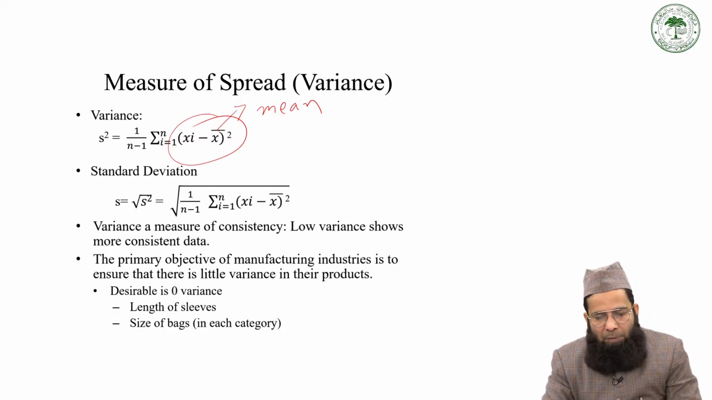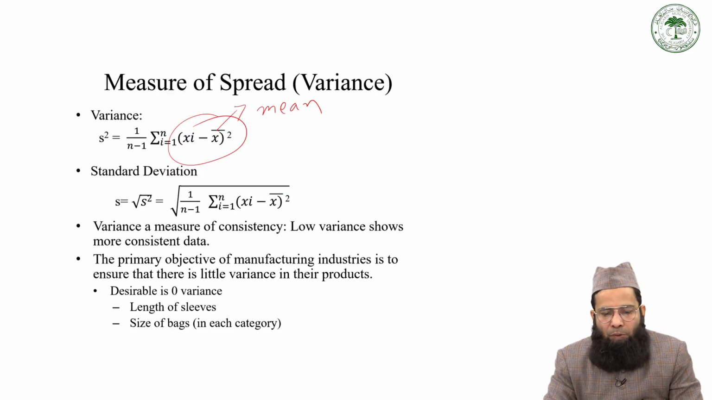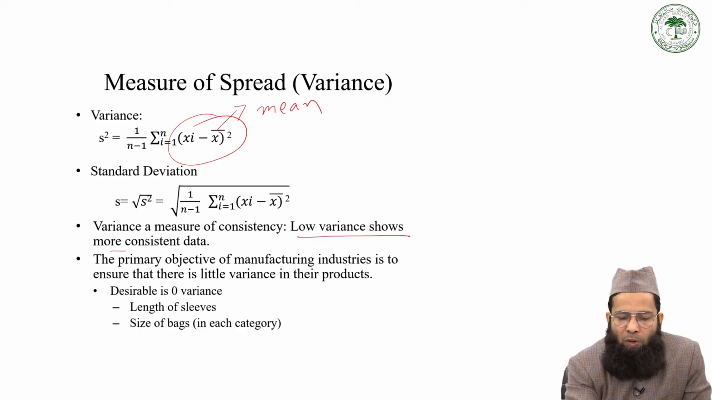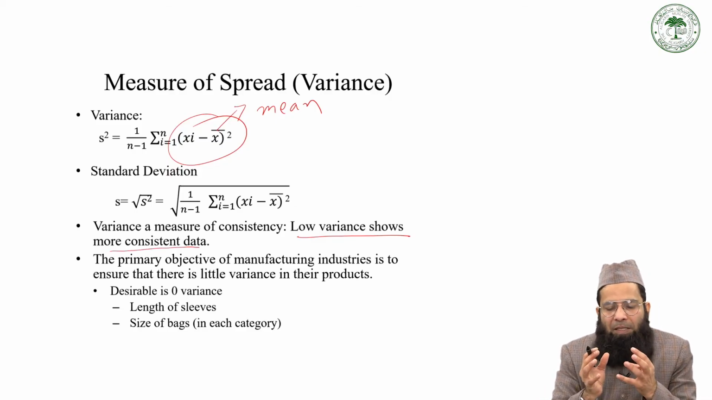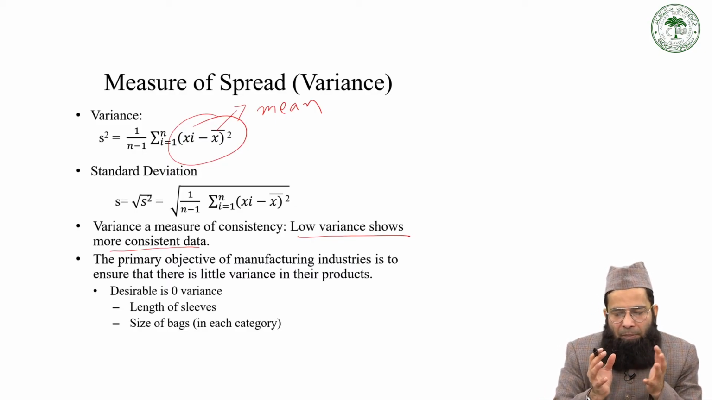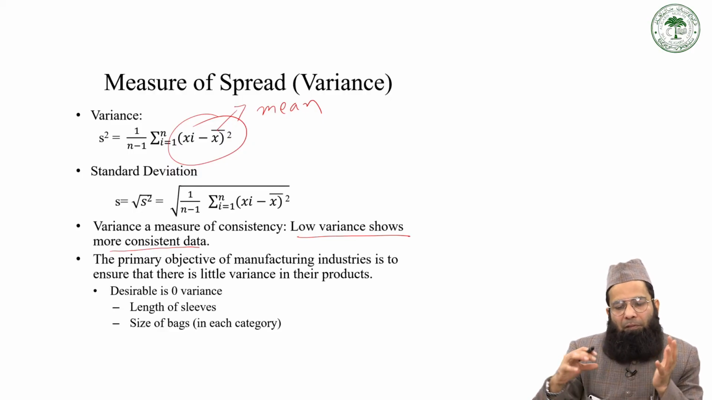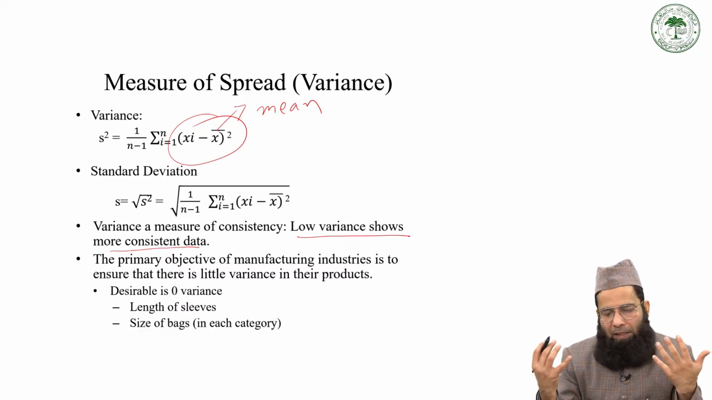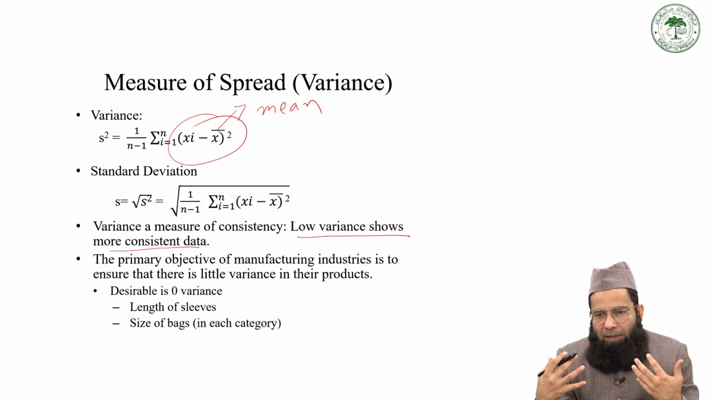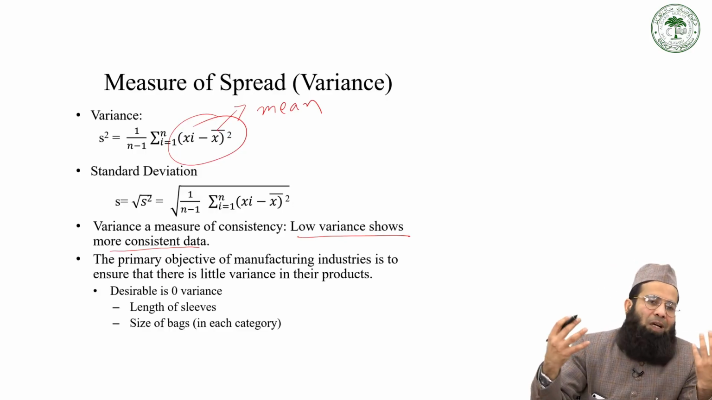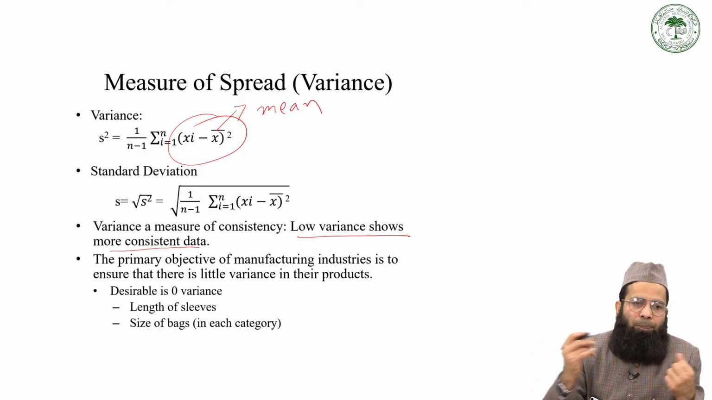And variance is a measure of consistency. Low variance shows more consistent data. It is very important. Low variance shows more consistent data. It means the data is very near to the mean. If your variance is very high, it means the data is not so consistent in your list.